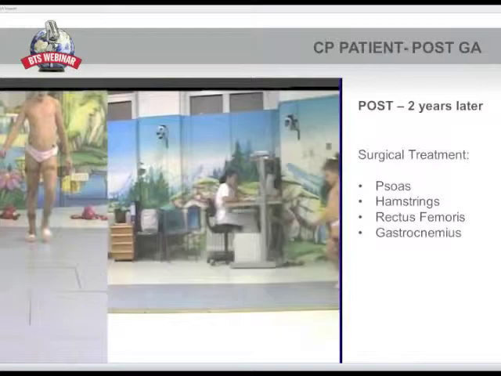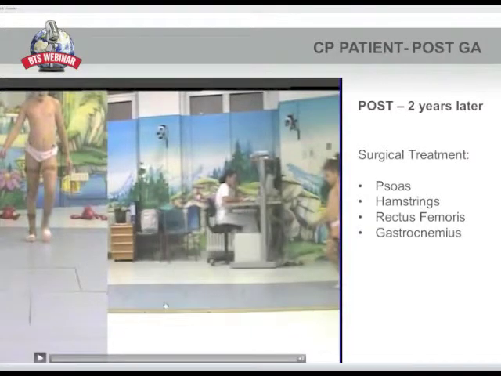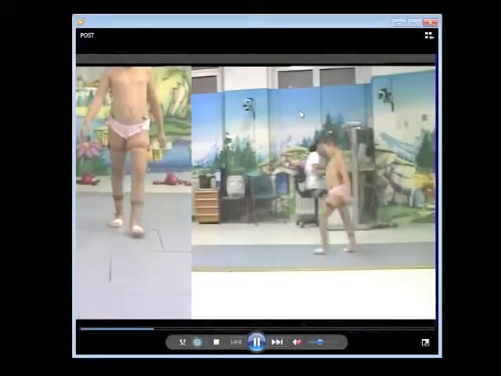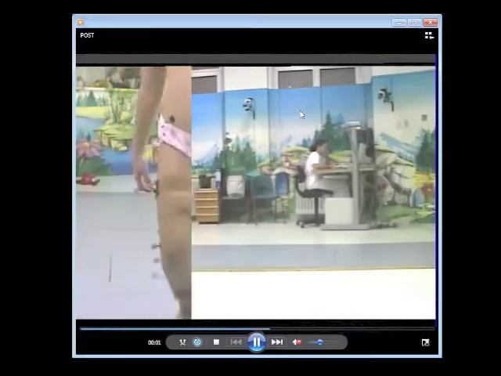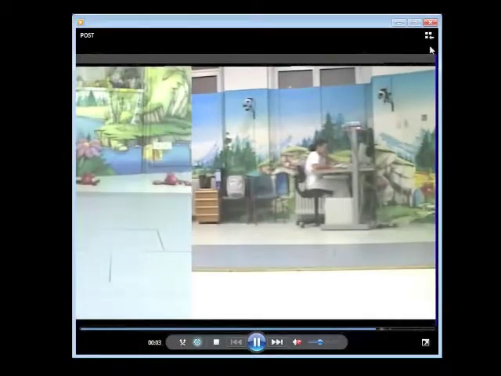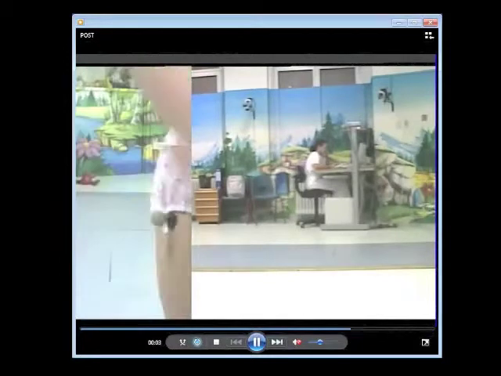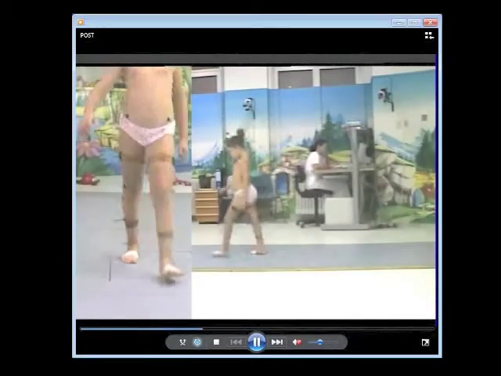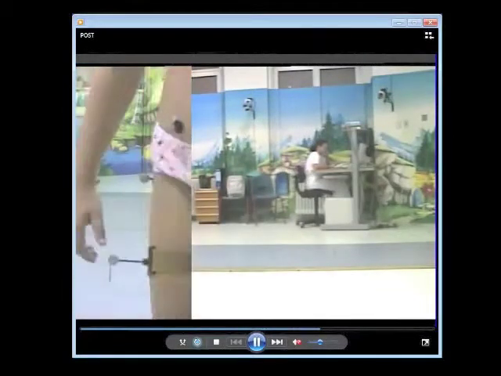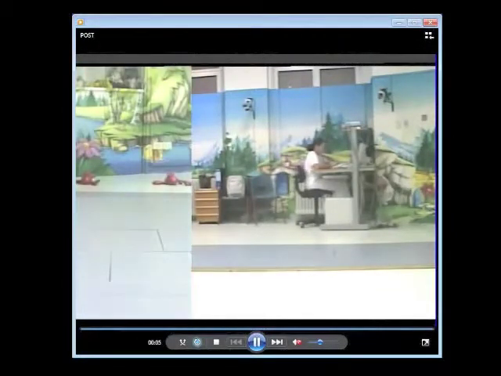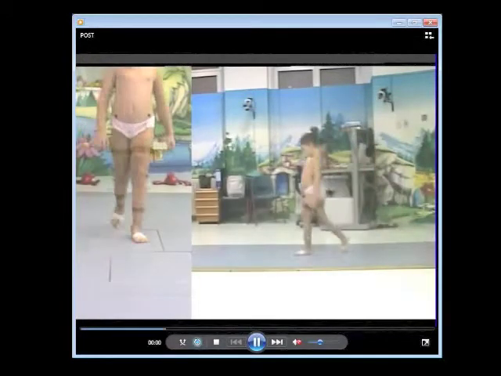Now I'm going to show you the video after the surgery. So this is the patient 2 years after the surgery. The patient underwent a psoas lengthening, a lengthening of the hamstring, the transfer of the rectus femoris, and the lengthening of the gastrocnemius muscle. So this is her video coming from her gait analysis.